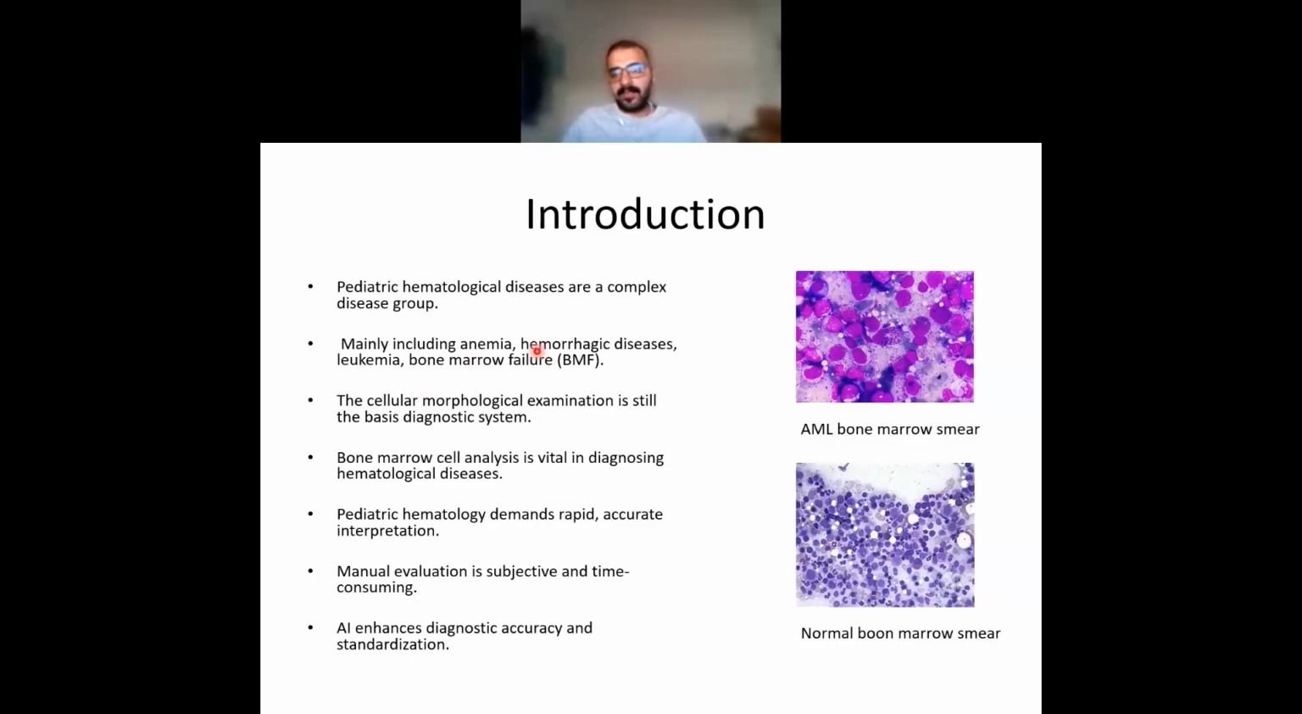We know in these diseases, cellular morphological examination is still the basic diagnostic system and the gold standard for diagnosis. So bone marrow analysis is vital in diagnosing hematological disease, and pediatric disease is part of this. Pediatric hematology, we know, demands rapid and accurate interpretation, and manual evaluation is subjective and time-consuming.